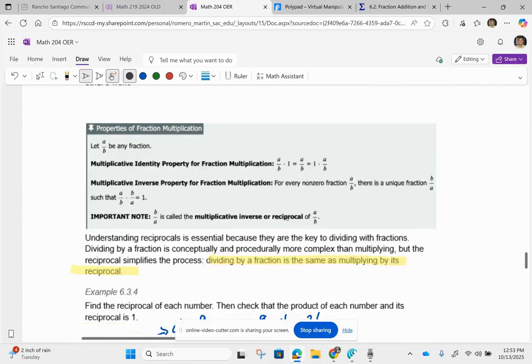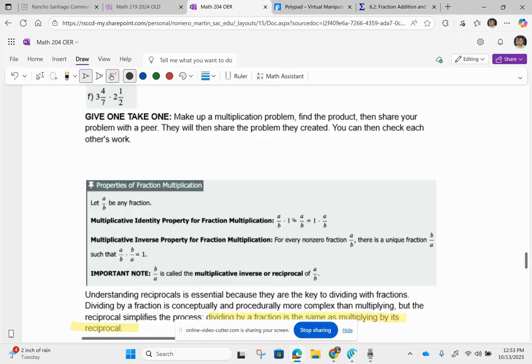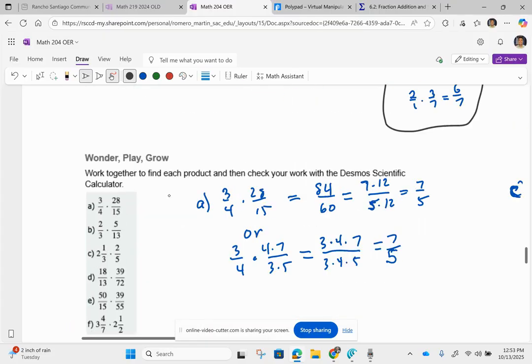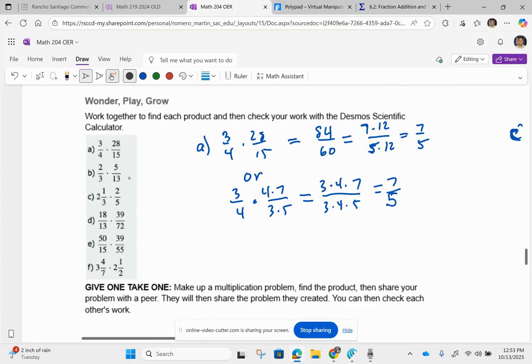Now, before we move on to division, we have a couple of things here. The wonder play grow we've done in class. So these problems are a little bit harder. So I've done A here. So you could just multiply top times top, bottom times bottom. That'd be totally fine to do. And then you get your answer. So that's one way to do it, 84 over 60.